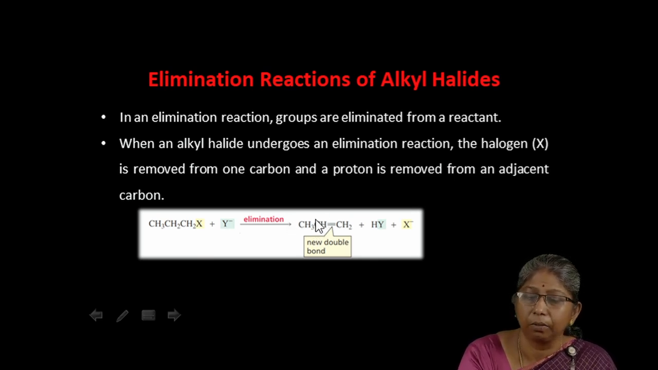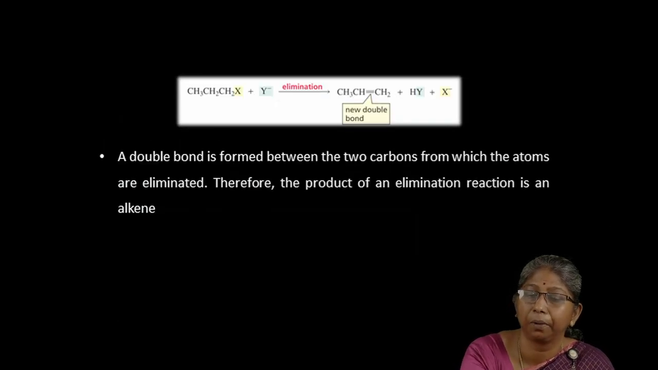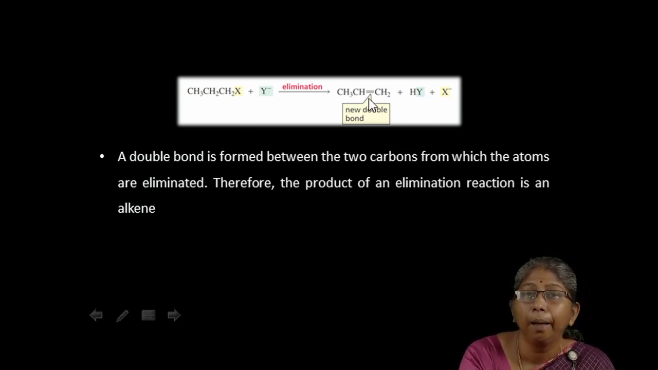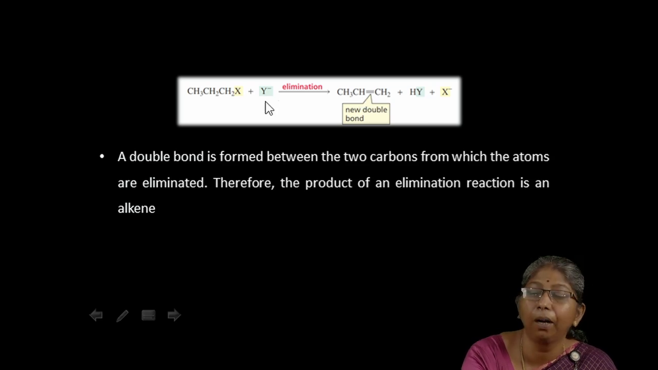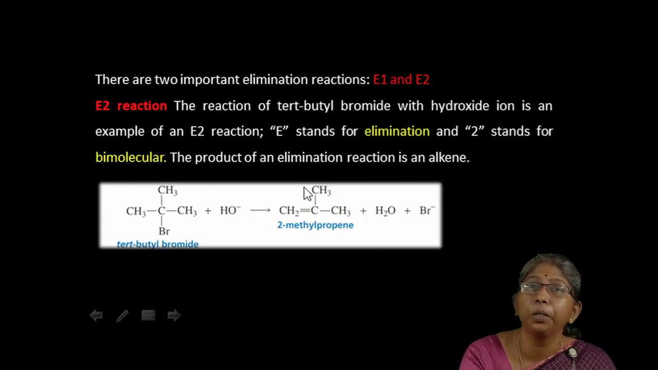Now, coming to elimination reactions, there are two types. I have shown this reaction again. A new double bond is formed between two carbons, so a single sigma bond is converted to a pi bond; sigma bond plus pi bond is formed. And now there are two important elimination reactions: one is E1 and the other is E2.